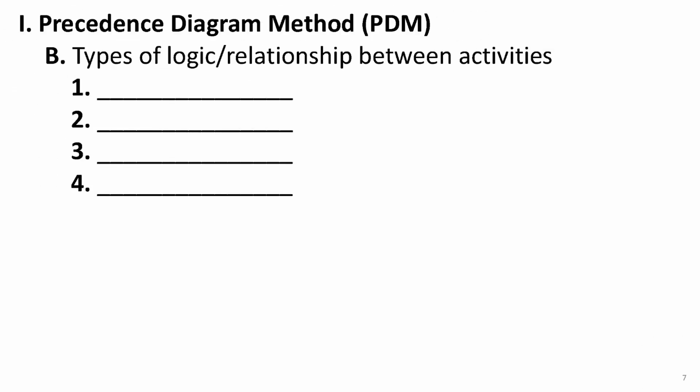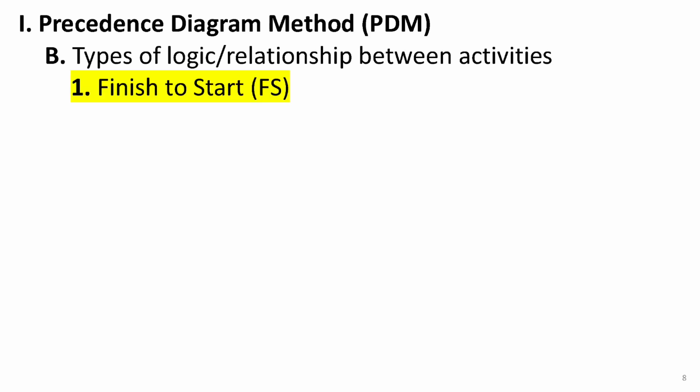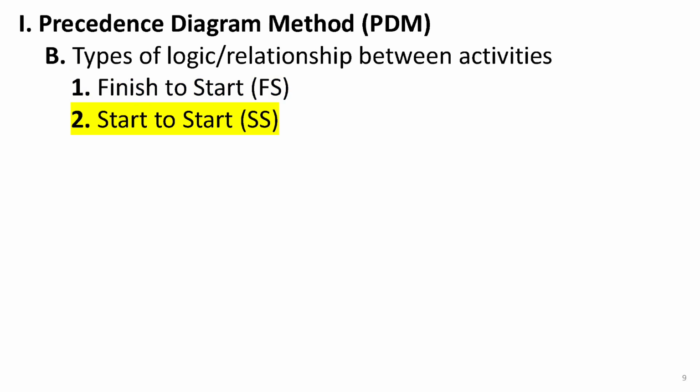One advantage of the precedence diagram method, PDM, is its ability to model different types of logical relationships between activities. In construction projects, there are four types of relationships that define how activities are connected. First, finish to start, FS. This is the most common type, where one activity must finish before the next one can start. Second, start to start, SS. This means the start of one activity depends on the start of another.